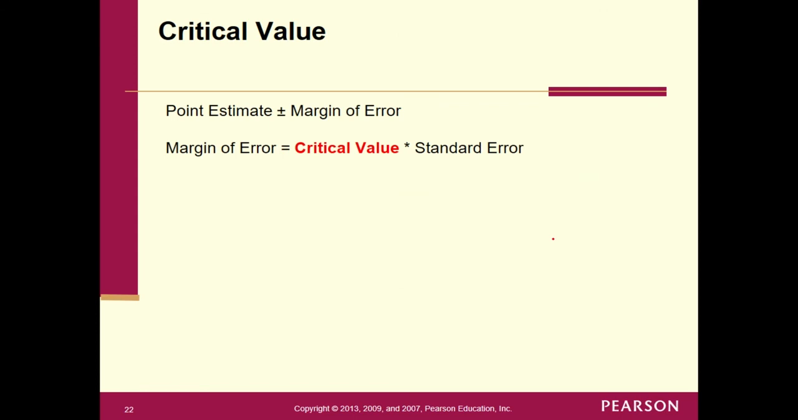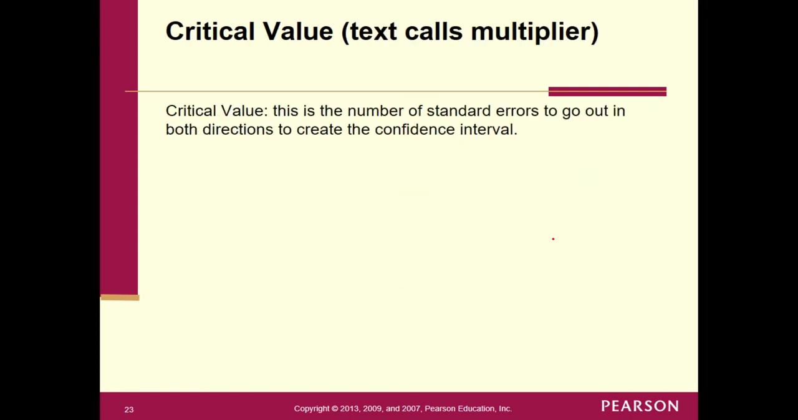All right, let's concentrate now on the critical value. The critical value is the number of standard errors to go out in both directions to create the confidence interval. The text, by the way, if you decide to read it closely, calls this the multiplier, and this is the only textbook I've ever seen call it the multiplier. I've always seen it called the critical value. If you want to use the idea of multiplier, that's fine. I've heard the term before. But I'm going to call it the critical value because I think that would serve a good purpose here. I think you're going to hear critical value a heck of a lot more than multiplier.